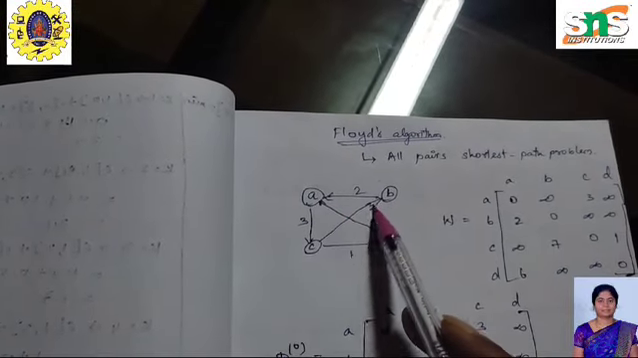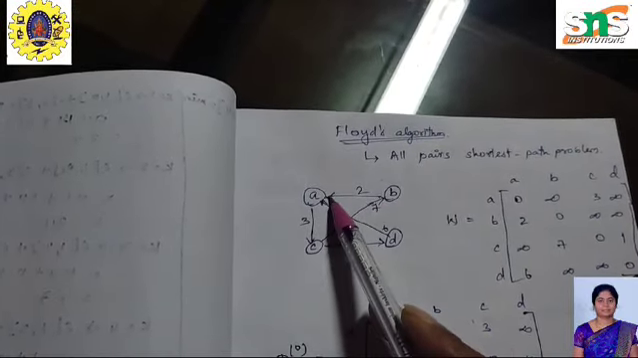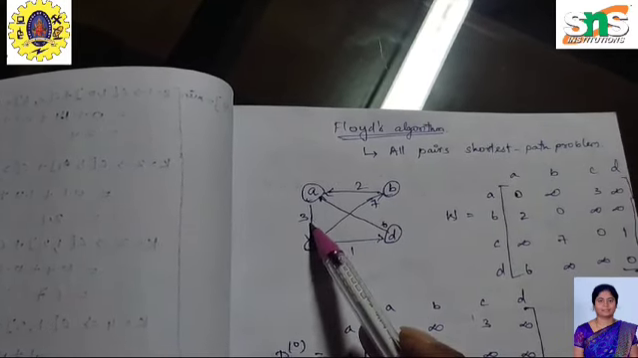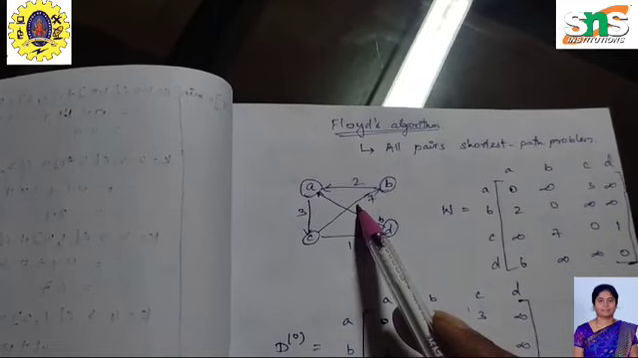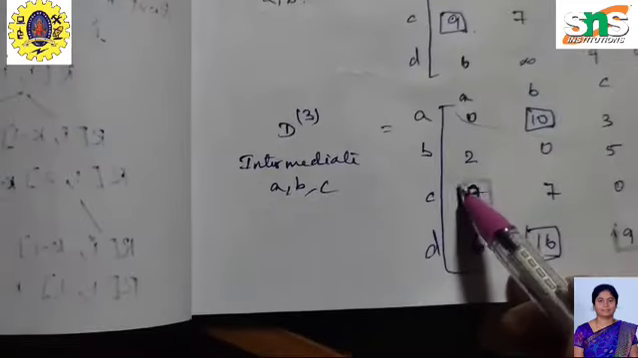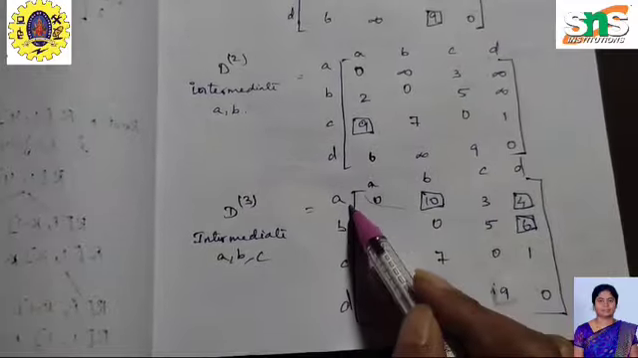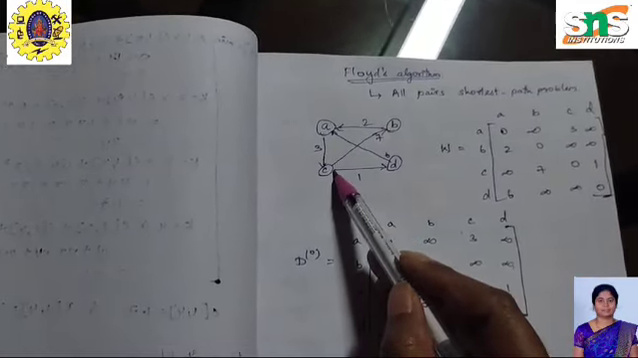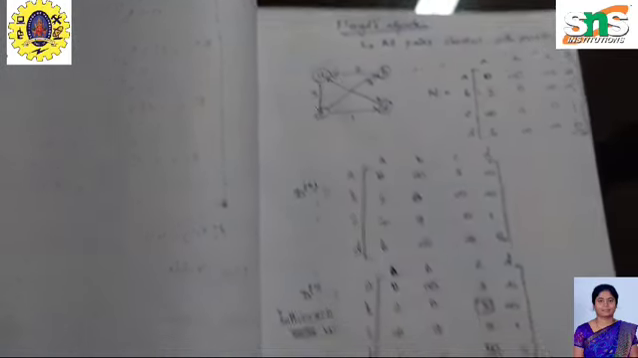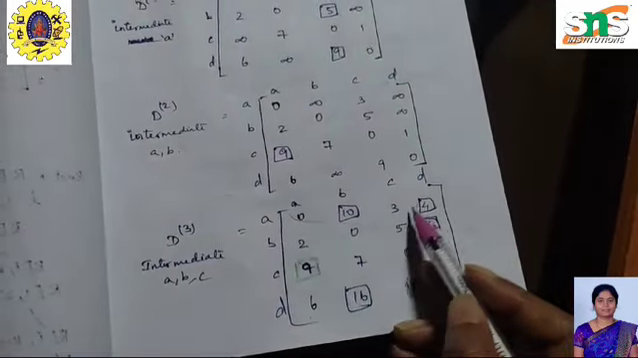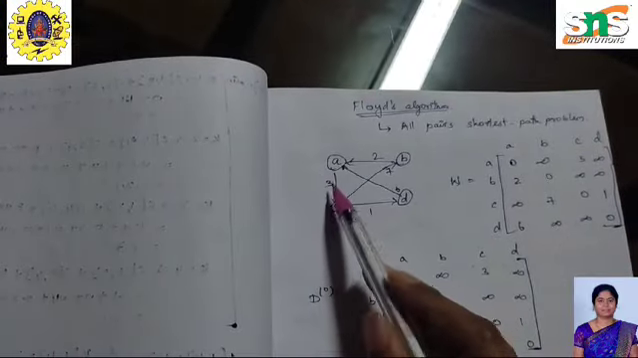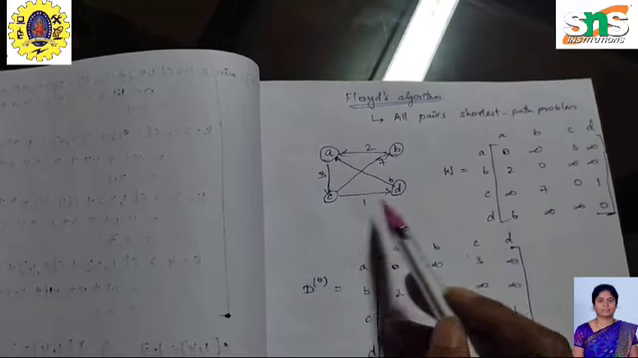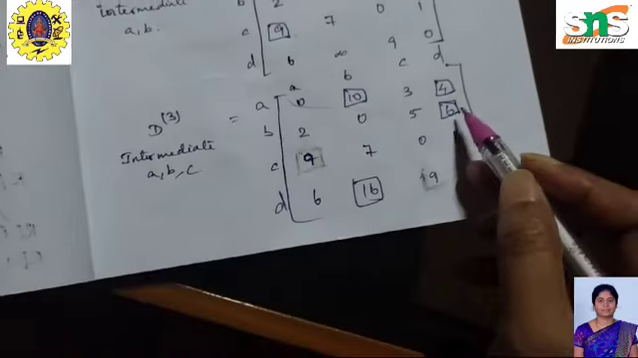For A to B, I can go to C and I can move to B. So 3 plus 7 is 10, so I can mention 10 here. And then A to C is direct, I have 3, so it is already mentioned. Then A to D, from A I can go to C, then I can move to D. So 3 plus 1 is 4, so the value is 4.